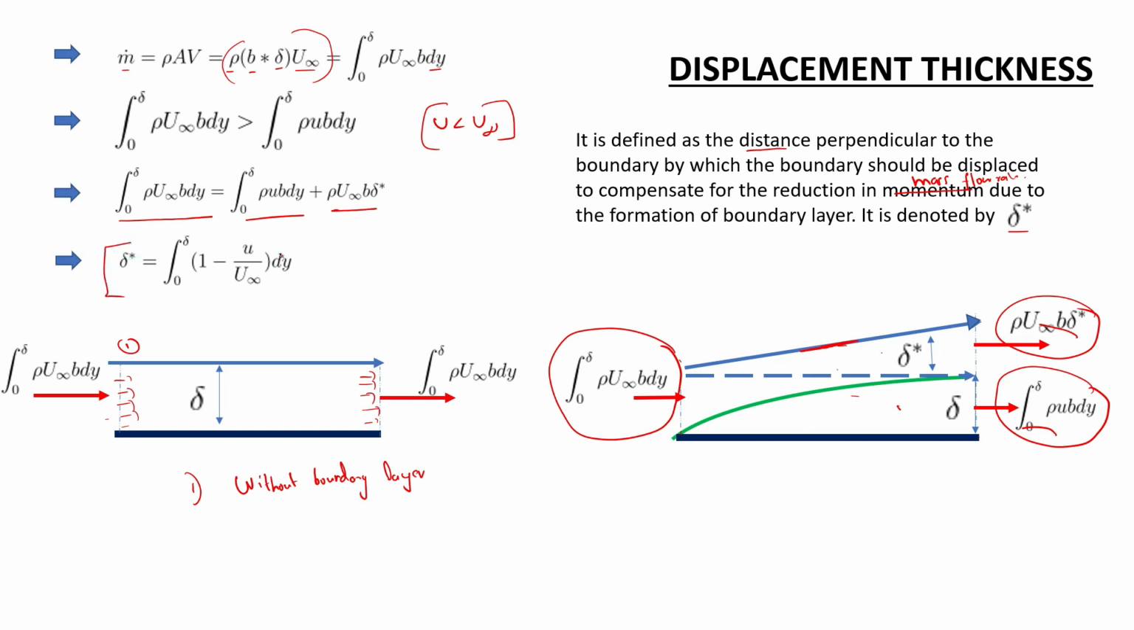If you take it to the left side and solve it, it is simple. Delta star is equal to the integral from 0 to delta of 1 minus u by u infinity into dy. So this is the expression for finding the displacement thickness.